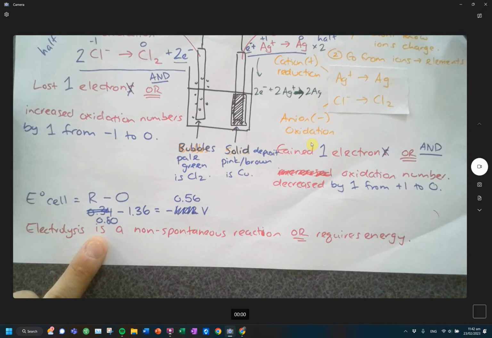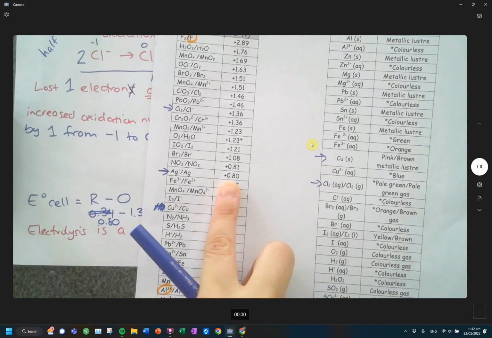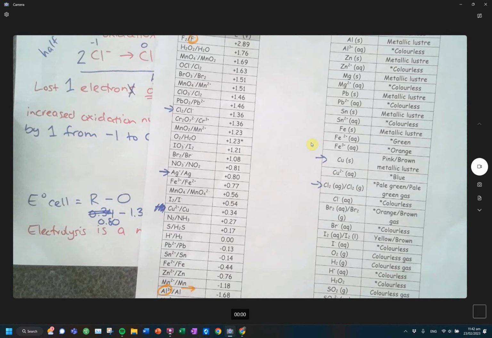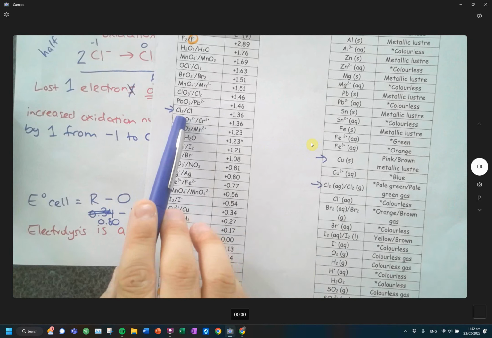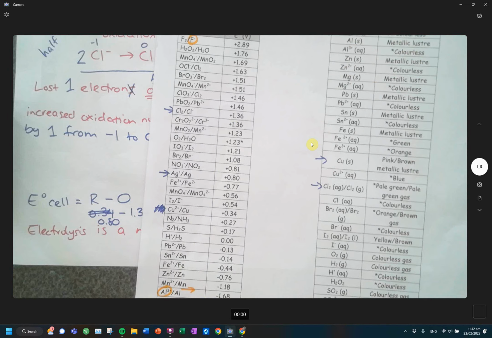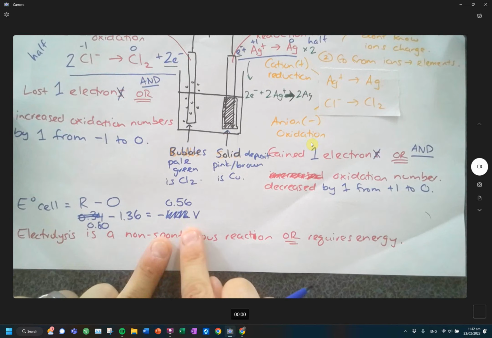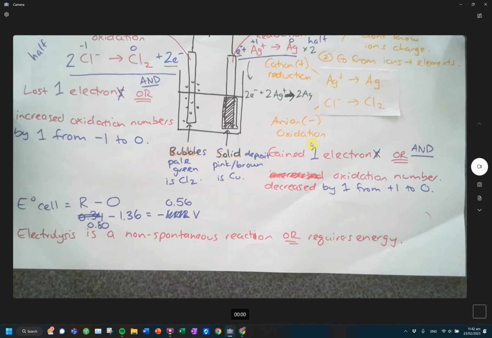Anyway, I've looked for my reduction reaction, which was the silver. So that 0.8. And then I looked for my oxidation reaction, which is the chlorine, and that's 1.36. So that's where I pulled those two numbers from, and then I'm just doing a subtraction. What this number tells me is how much energy I need to put in to get this reaction to occur. So if I don't have 0.56 volts of energy, I won't get this electrolysis occurring.